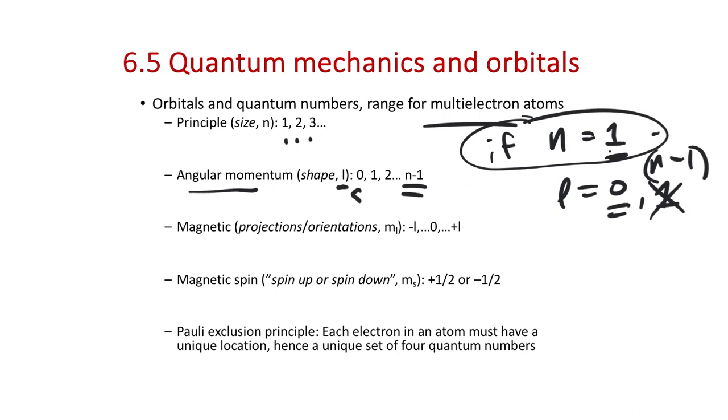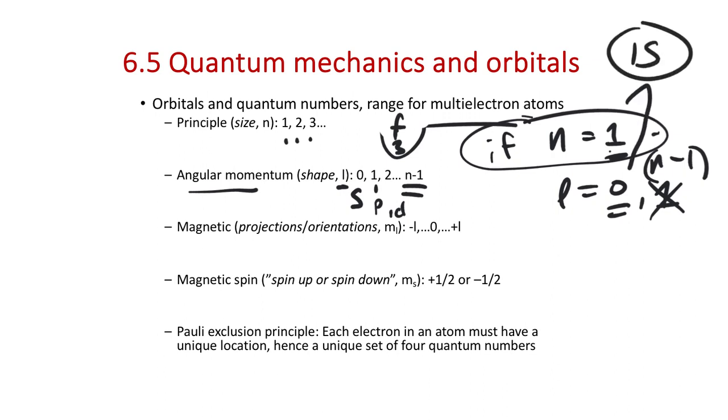So the L value corresponds to shape, where L0 is an S shape, L1 is a P shape, L2 is a D shape, and L3 is an F-shaped orbital. We'll show you some of those shapes as we go along. This is the worst written F ever. So that's an F-shaped orbital. There are other slides that get at the S versus P versus D versus F shapes, but those come from the L value. And so this here would be referring to the 1s orbital. So n=1, L=0 is just a 1s orbital.